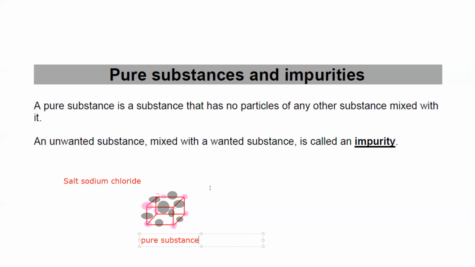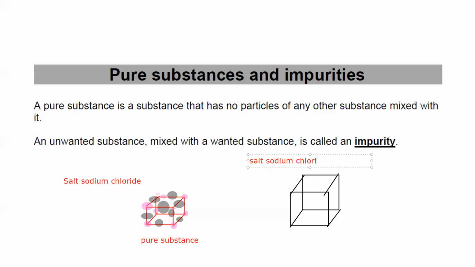A pure substance contains only the particles which are mentioned, like sodium chloride means there is sodium and there is chloride. But when I say impure sodium chloride or impure substance, an impure substance contains different particles other than what is present. And here also, for example, we have a salt, sodium chloride. So there are sodium ions and chloride ions.